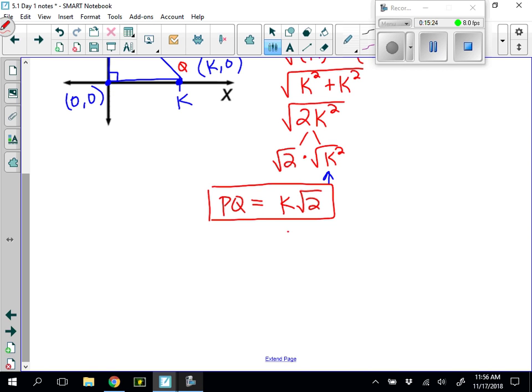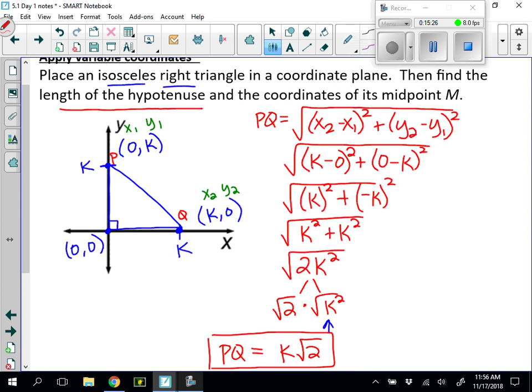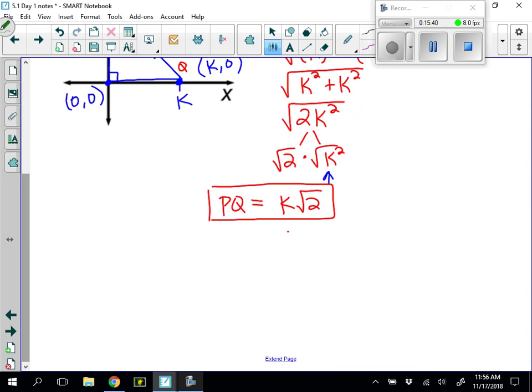The other part of this problem says find the coordinates of its midpoint M. Okay, so let's add M right here. We're going to call this the midpoint, which means P to M is the same length as M to Q. So when I find the midpoint of a segment, I use the midpoint formula. So the midpoint formula is to add the x's and divide by 2. So the formula itself was x1 plus x2 divided by 2, but it doesn't matter which x you start with. y1 plus y2 divided by 2.